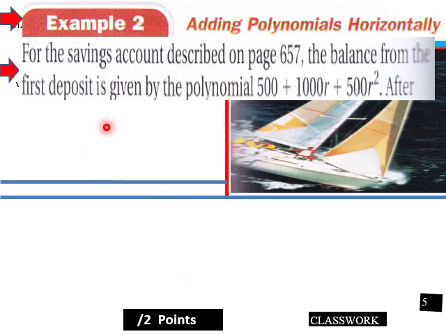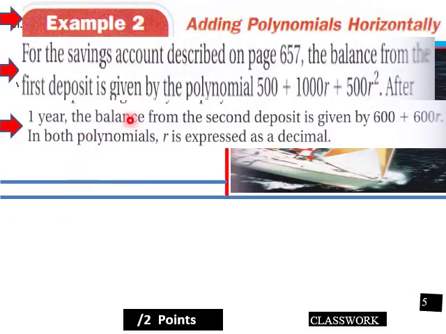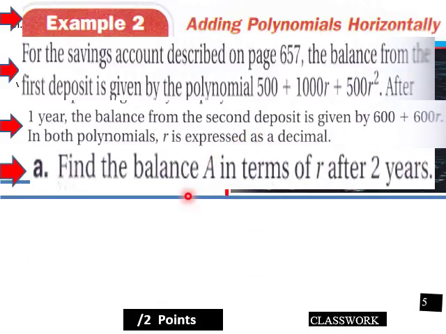Okay, adding polynomials horizontally now. For the savings account described before, the balance from the first deposit is given by the polynomial 500 plus 1000r plus 500r squared. After 1 year, the balance from the second deposit is given by 600 plus 600r. In both polynomials, r is expressed as a decimal. Find a balance A in terms of r after 2 years.